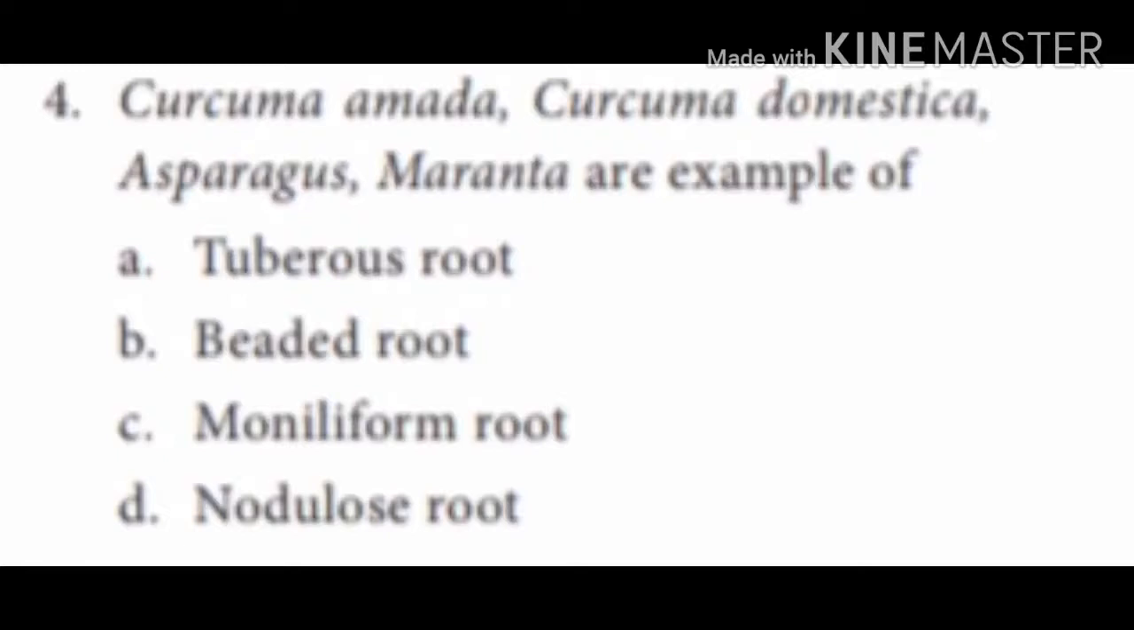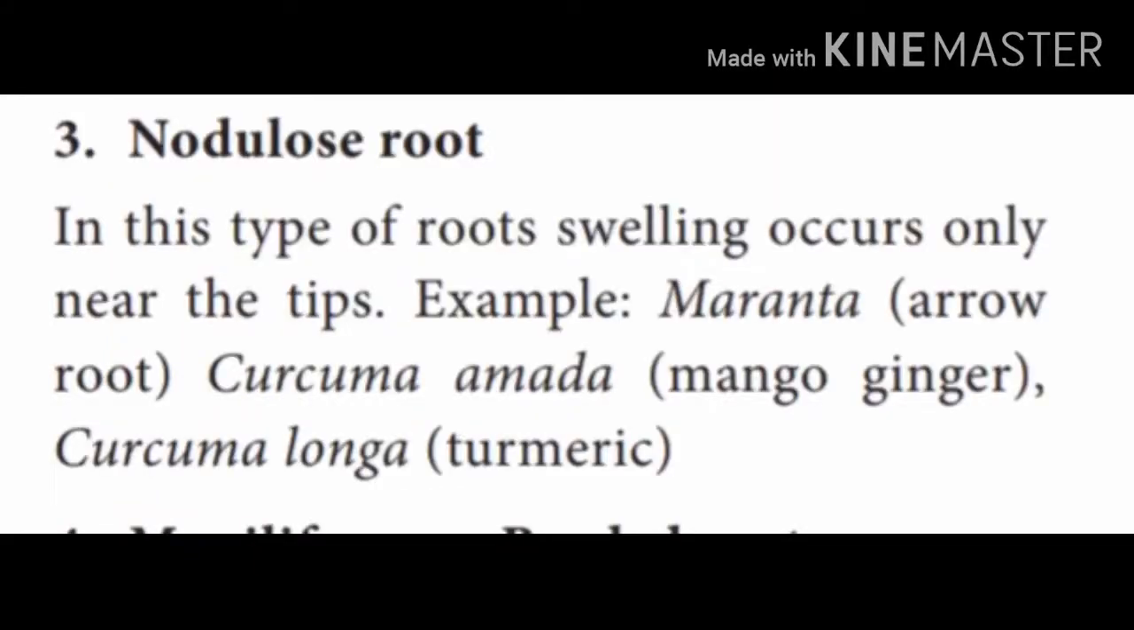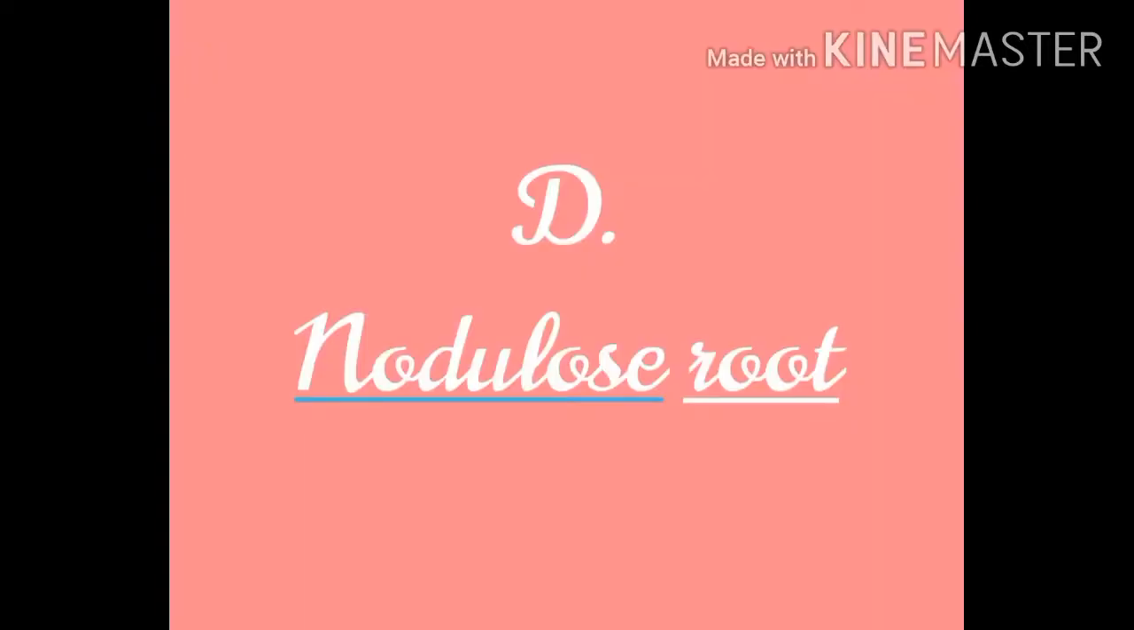Question number 4. Curcuma amada, Curcuma domestica, asparagus, maranta are examples of dash. Again, let's go to the same page, page number 68. You can find all the examples: maranta, Curcuma amada, Curcuma longa. All these come under nodulose roots. So the answer is option D, nodulose root, which has these members: Curcuma amada, Curcuma longa and maranta as examples.